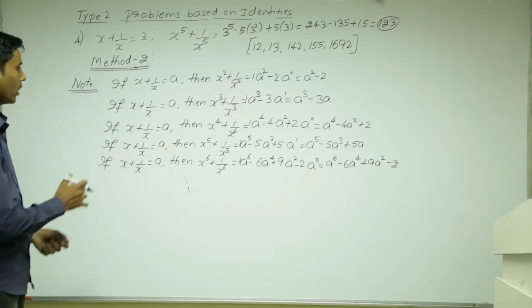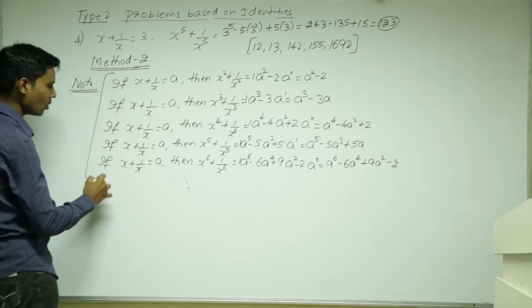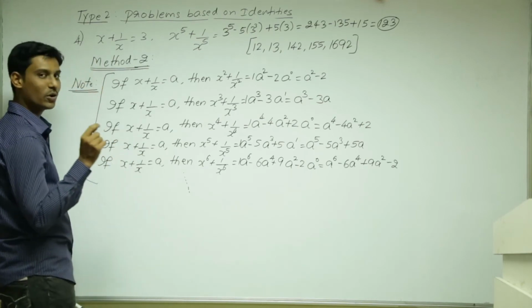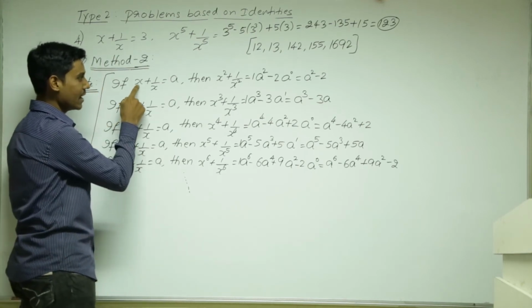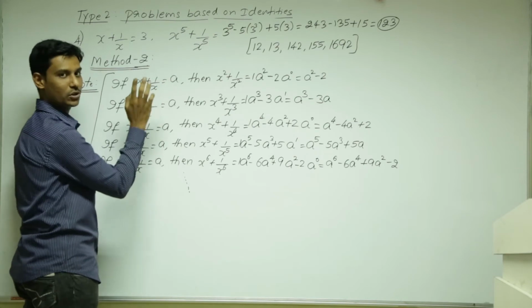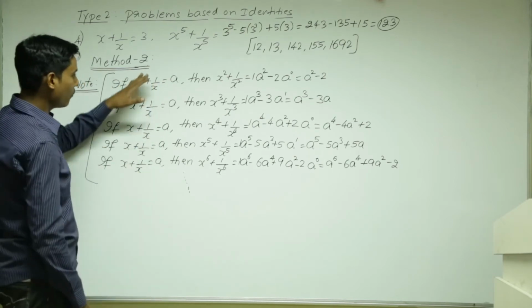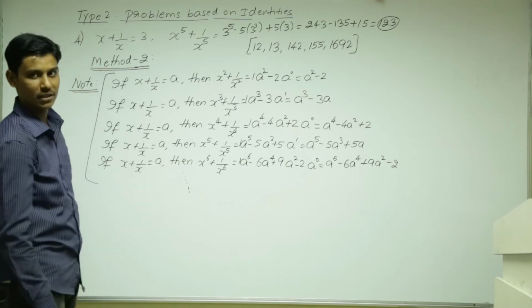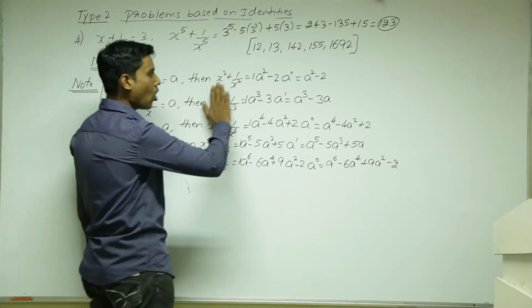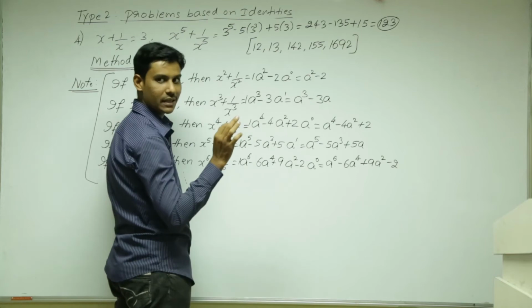Now hold on. Same thing. Suppose your question is: if x minus 1 by x is equal to a, assume that all these things are for x minus 1 by x equal to a. Whatever is written here will be the same thing.